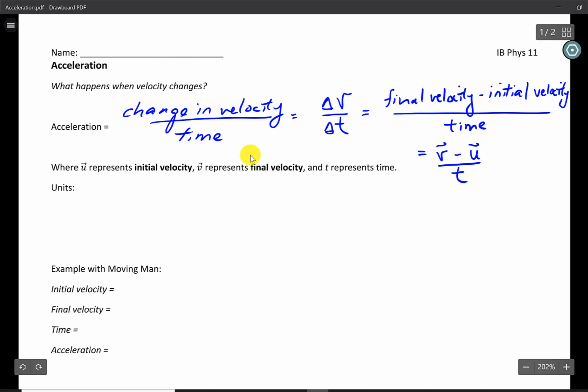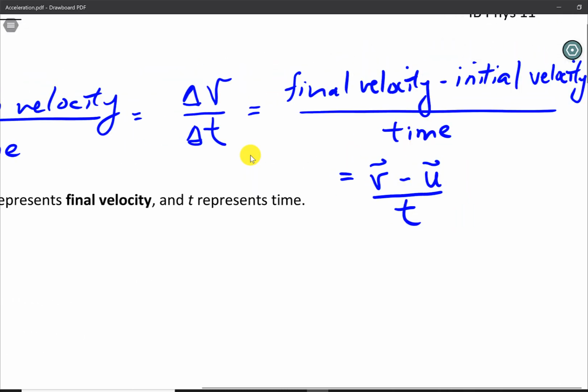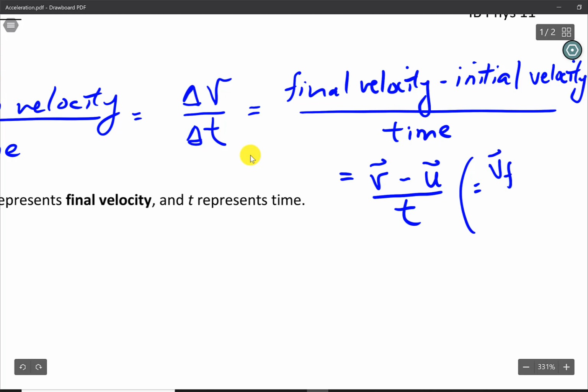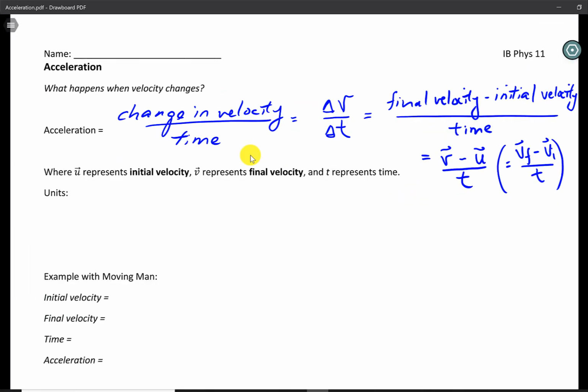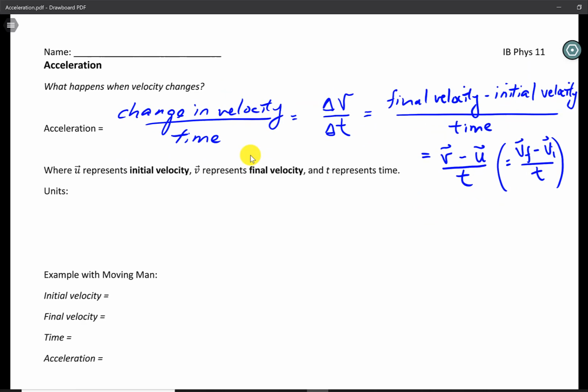Now you might watch other YouTube videos, or look at other sources, and the notation might look a little bit different. I'm going to put that in brackets on the side, where you might see vf to signify final, minus vi to signify initial. For us, I would prefer we use u and v, because that's directly from the IB data booklet, which is the symbol that we want to communicate with.